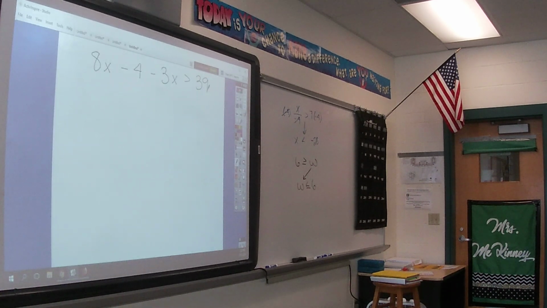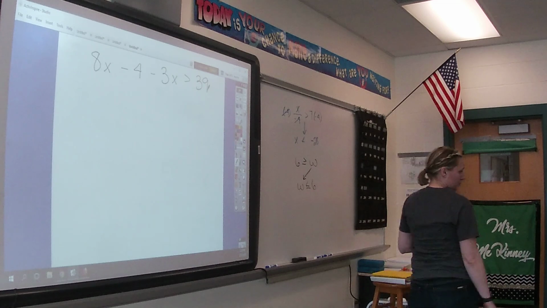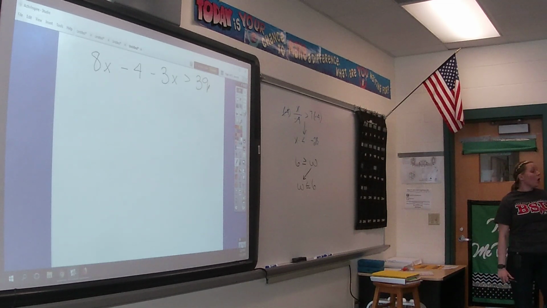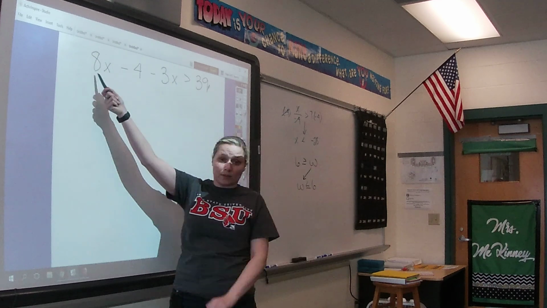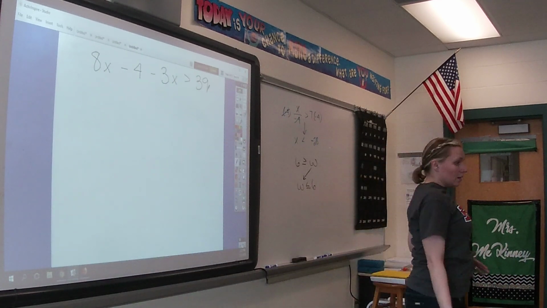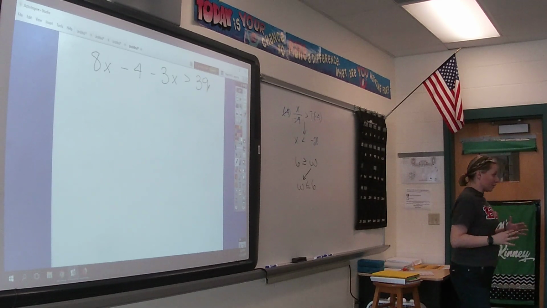So 8x minus 4 minus 3x is greater than 39. As a whole, when I work with you all individually, you realize that you need to get these 2 things together. That's not a problem. You'll all tell me that. Okay, the problem is actually doing the correct math to get them together.